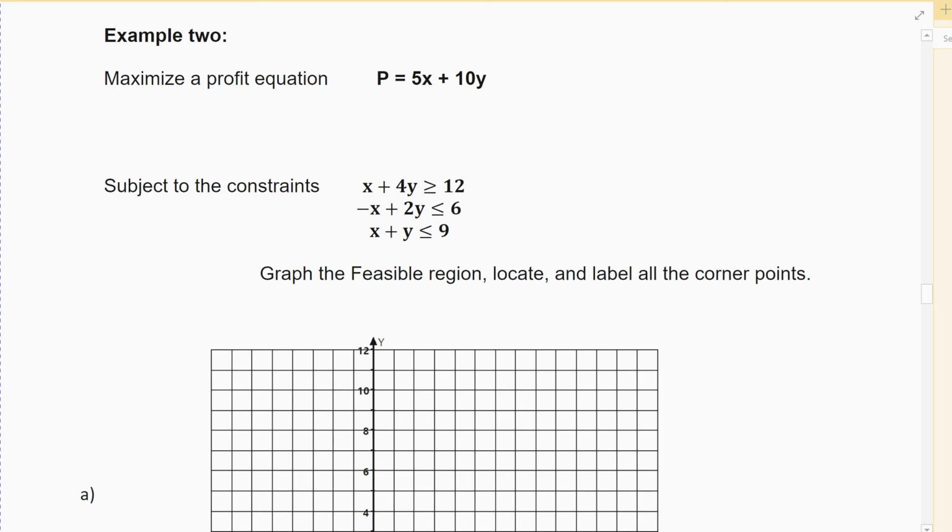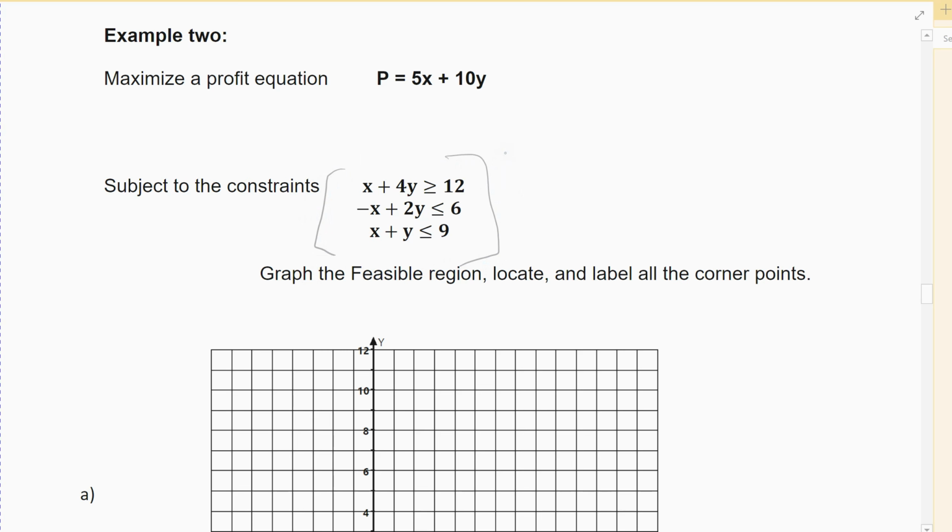I suppose that we set up a maximum profit that we want. So P represents my profit. My profit equation is 5x plus 10y, and x and y would have some meaning. They'd have to be some values, subject to the constraints where I've got 3 inequalities. So I have to find a profit that lands in the system of constraints. So I have to find x and y values.